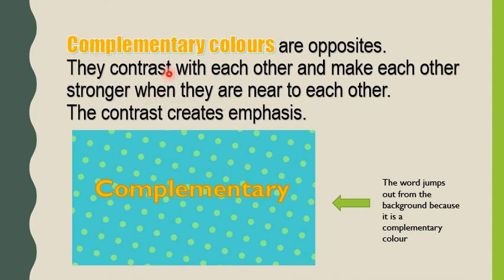Then if we look at complementary colors, they're opposites. So they contrast with each other and make each other look stronger when they are near to each other. The contrast creates what we call an emphasis. So here, if we're looking again at the same background, but now our word is in a different color, the complementary color, it jumps out. It stands out. It's emphasized.